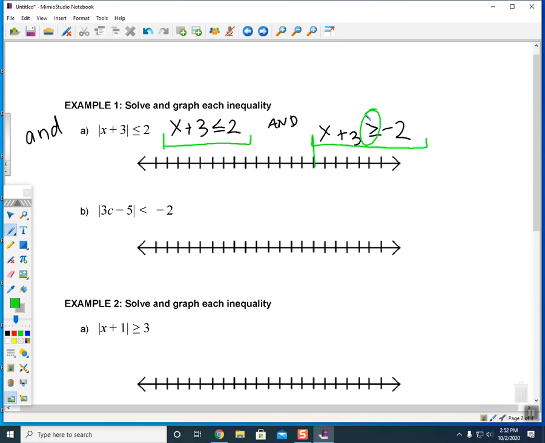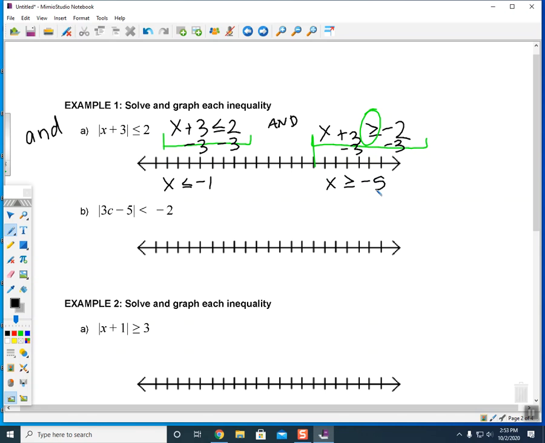So now all I'm going to do is solve these. I'm going to subtract 3 from both sides, right? Then I get that x is less than or equal to 2 minus 3, which is negative 1. Subtract 3 over here also. I get that x is greater than or equal to negative 5.